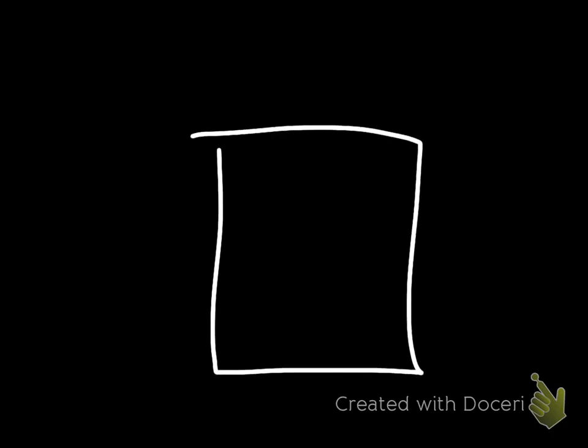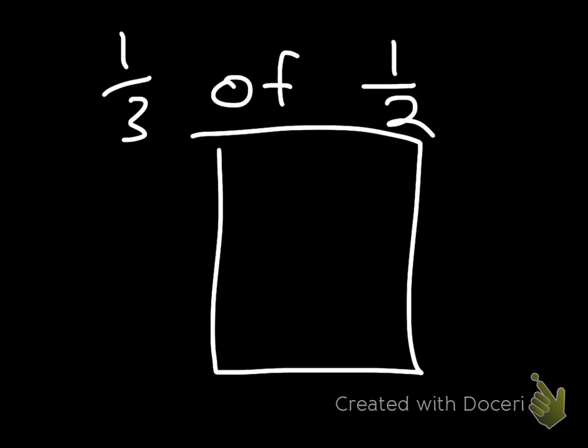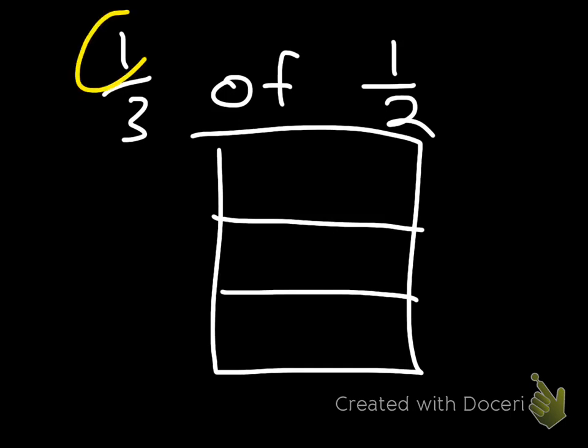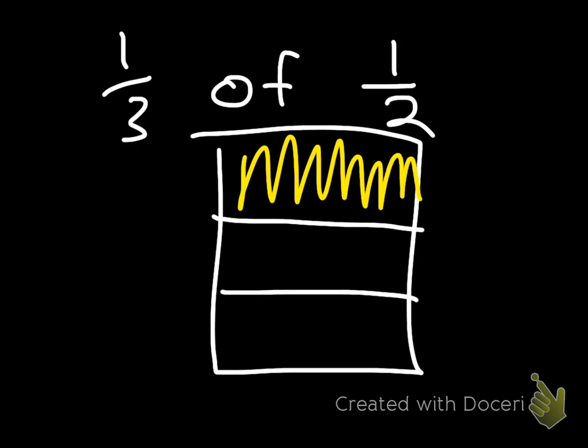Alright, so let's say our first problem is 1/3 of 1/2. So what that means is first we're going to start by breaking our picture into thirds. I'm going to break it this way into thirds. Alright, and if we look at how many thirds we have, it's just one. So I'm going to shade in one of those thirds all the way.